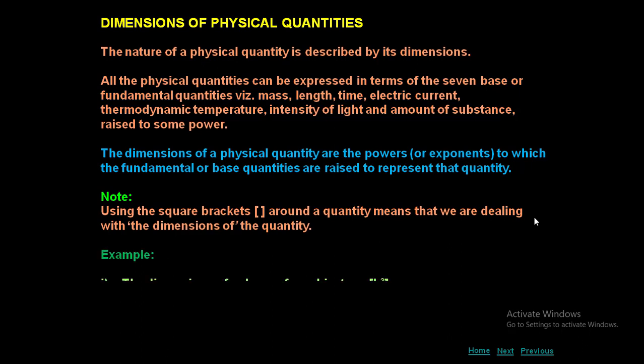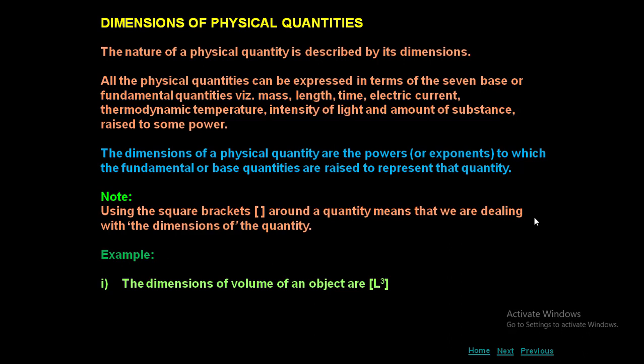Example: the dimension of volume of an object. Now how can we represent volume? Volume is nothing but length into breadth into height. All the three, length, breadth and height, will represent the length alone. But why do they have different names? Because to differentiate one from another, we have given different names. But actually, length, breadth and height, all three represent the length alone. So volume is nothing but length cube, which is represented as L cube.